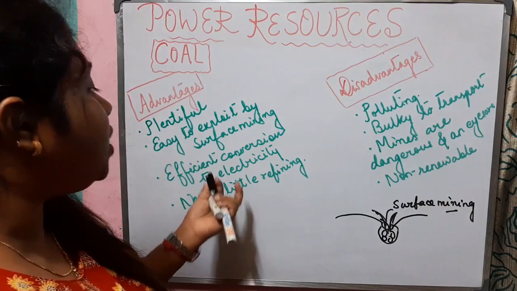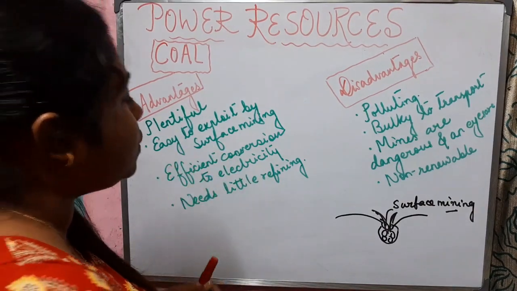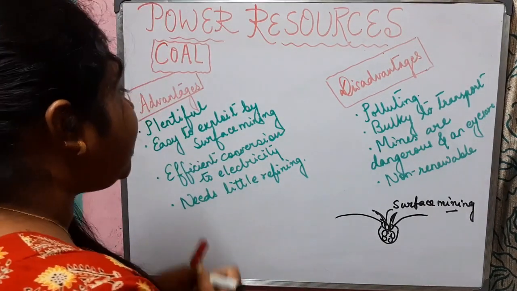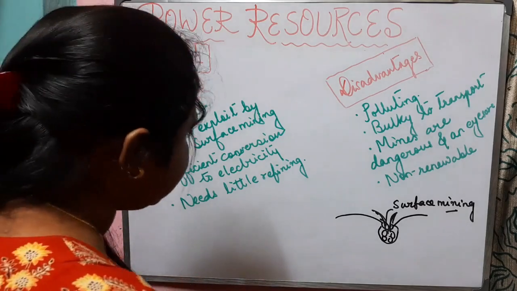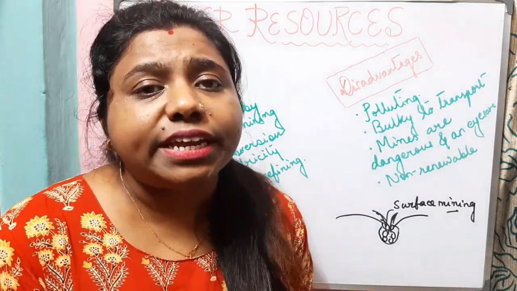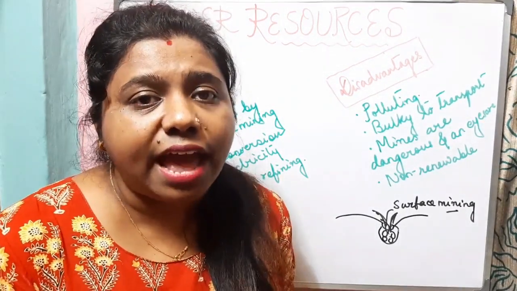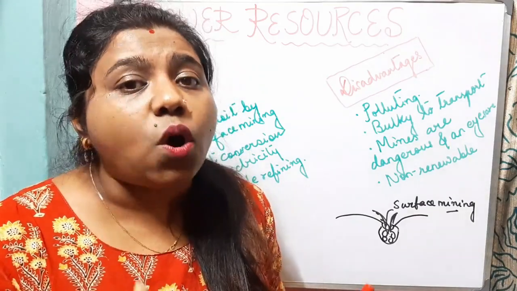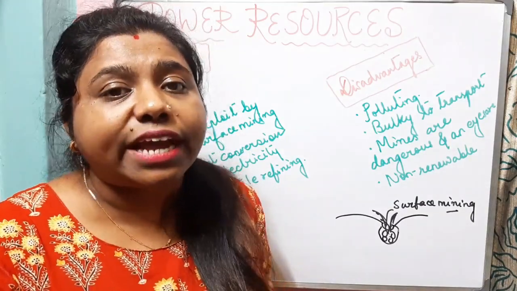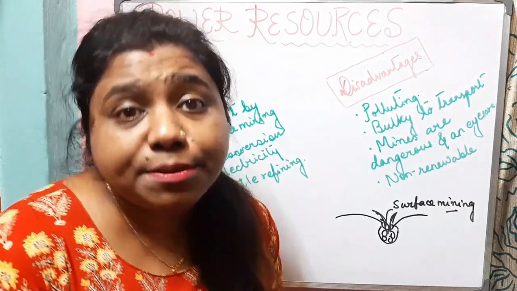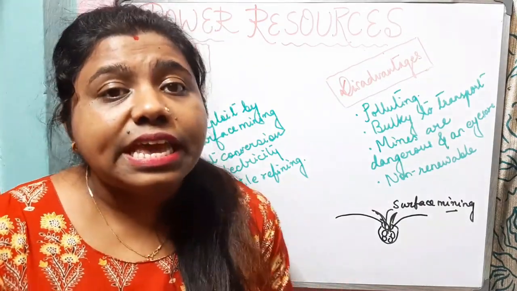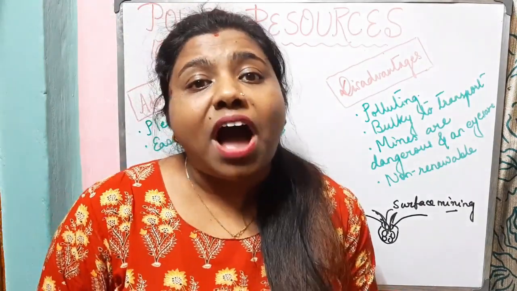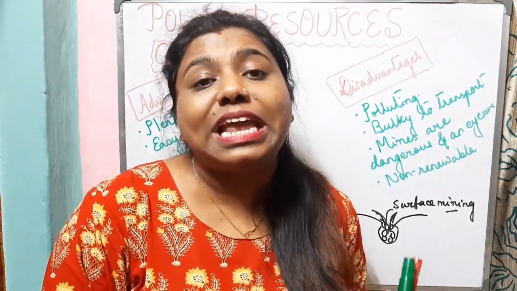Coal can be efficiently converted to produce electricity. That means we can efficiently convert coal to produce electricity. Coal is used in different industries, as I have said, in iron and steel industry. It is also used to generate electricity to run steam engine. Even we will see that in coal-fired plants, they produce electricity.